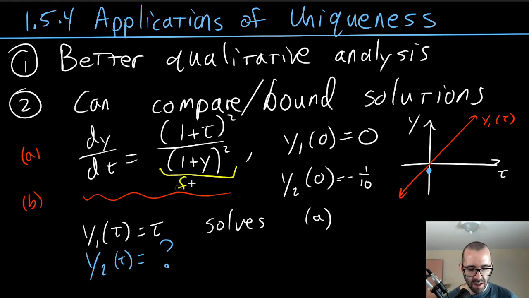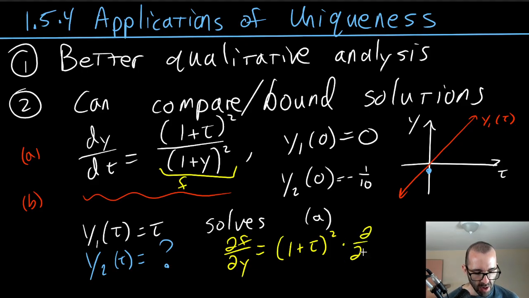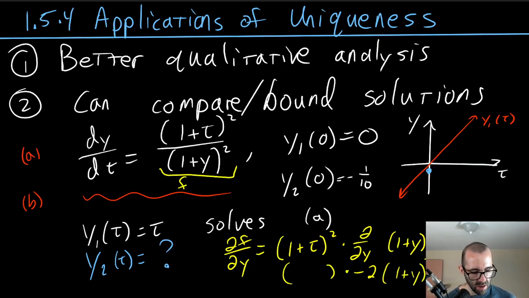Because this is our f. I know that the partial derivative of f with respect to y, no quotient rule necessary. We're taking partial derivatives here. So we can take out everything with a t. This is just the partial derivative with respect to y of 1 plus y to the negative 2. When you take this derivative, you're going to get negative 2. Again, this whole thing stays in front. And you're going to get negative 2 times 1 plus y to the negative 3.